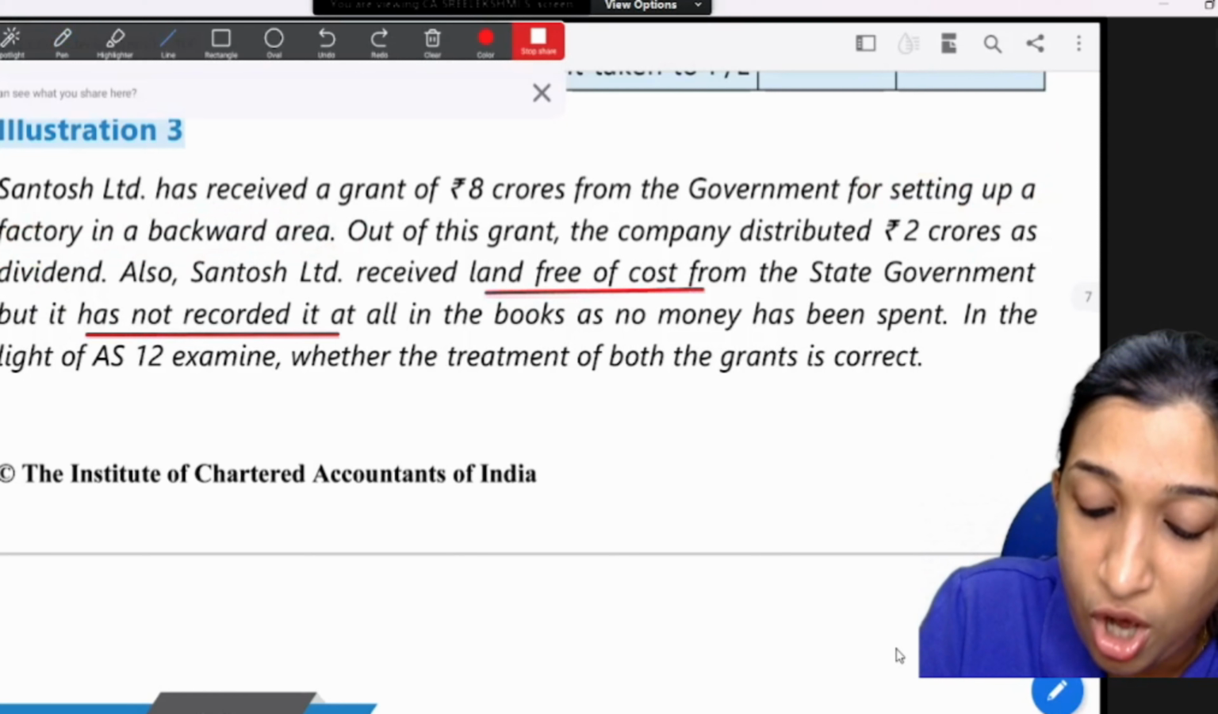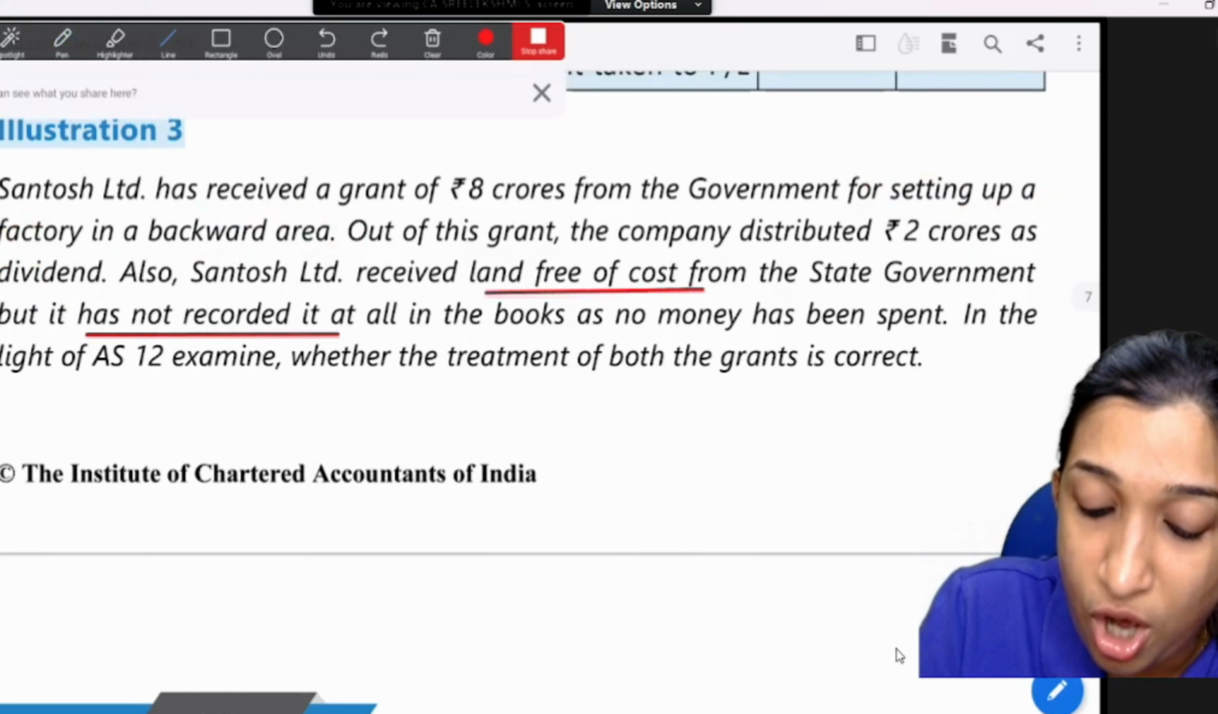Grant, when you receive, universal entry is bank to grant, right? In any case, if you received monetary grant, bank to grant. Then you purchased an asset, asset to bank. Now you can adjust this grant amount against asset. When you adjust grant amount to asset, asset is having debit balance. Grant is to be adjusted means grant debit to asset. So, grant to asset. Very good. So adjust the grant amount from the cost of asset.